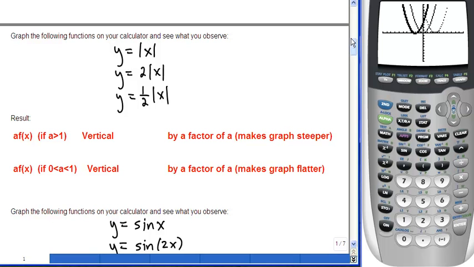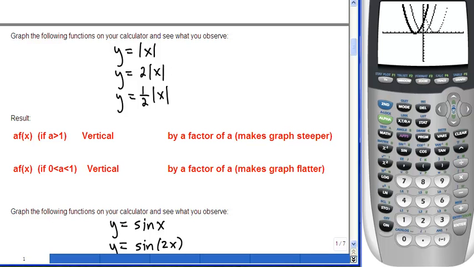where we are multiplying our function on the outside by a constant or possibly by a fraction. So anytime you're doing something to the outside of the function, that's going to cause a vertical change, either a vertical shift up or down, like in the last few examples, or a vertical stretch or compression, which is what we're going to see in these examples here.